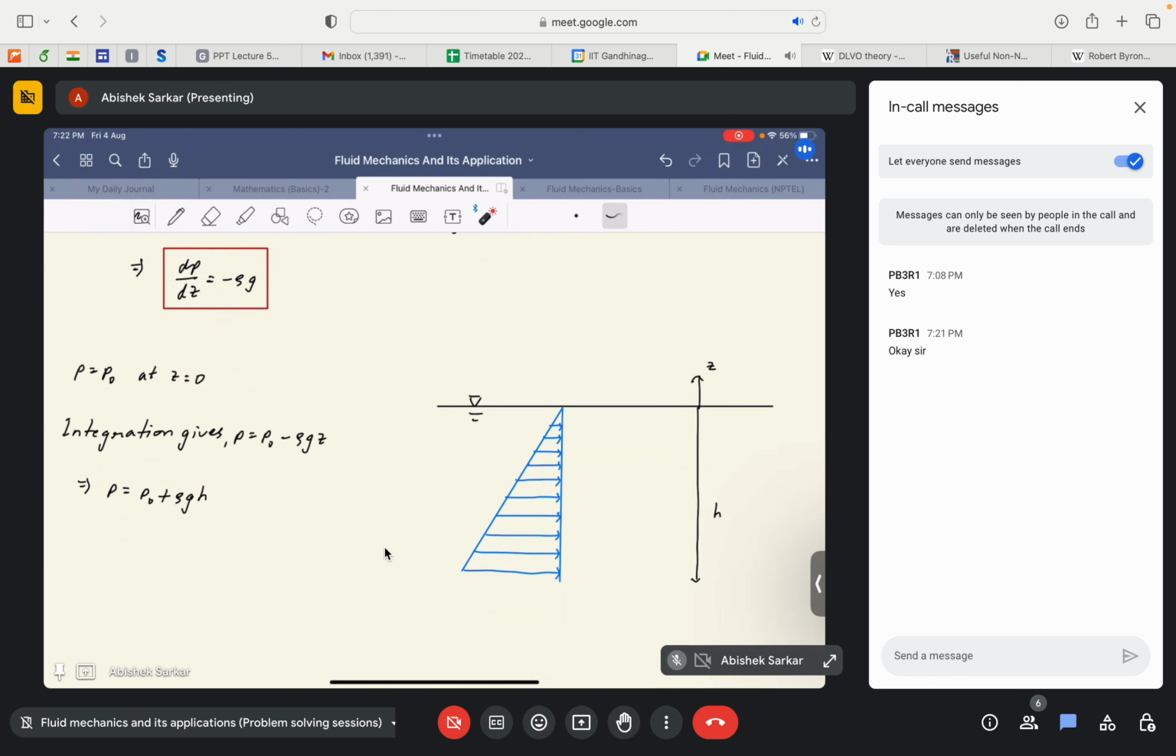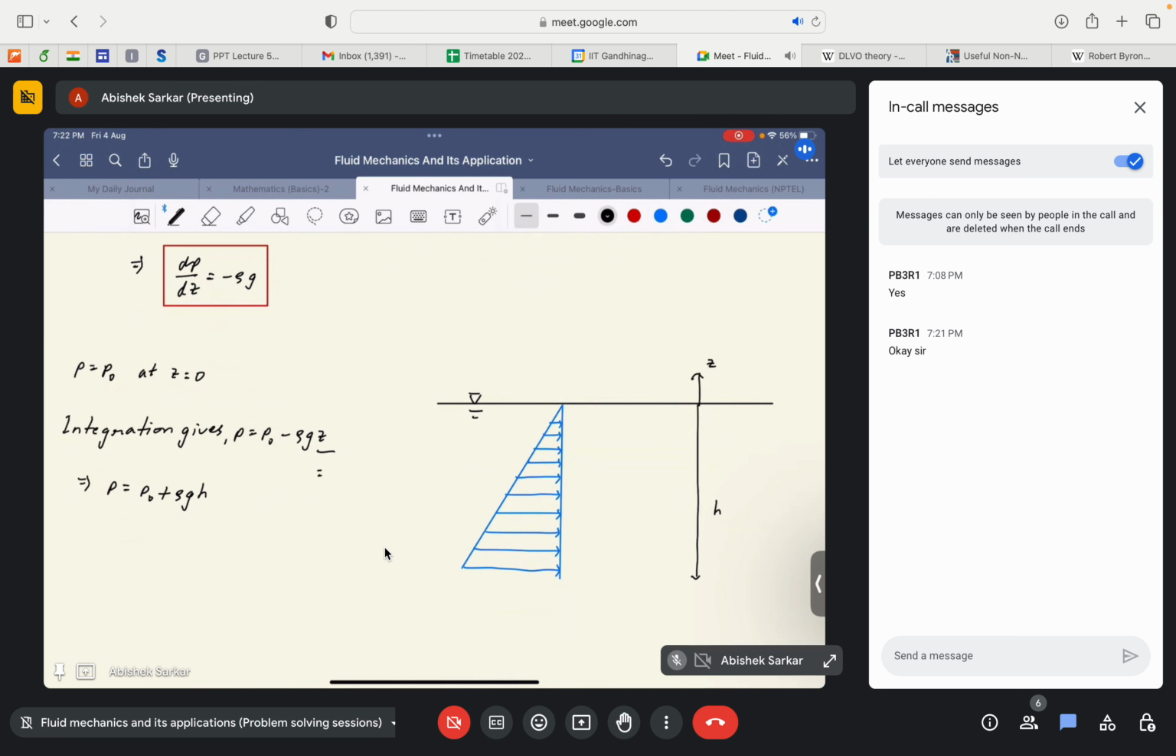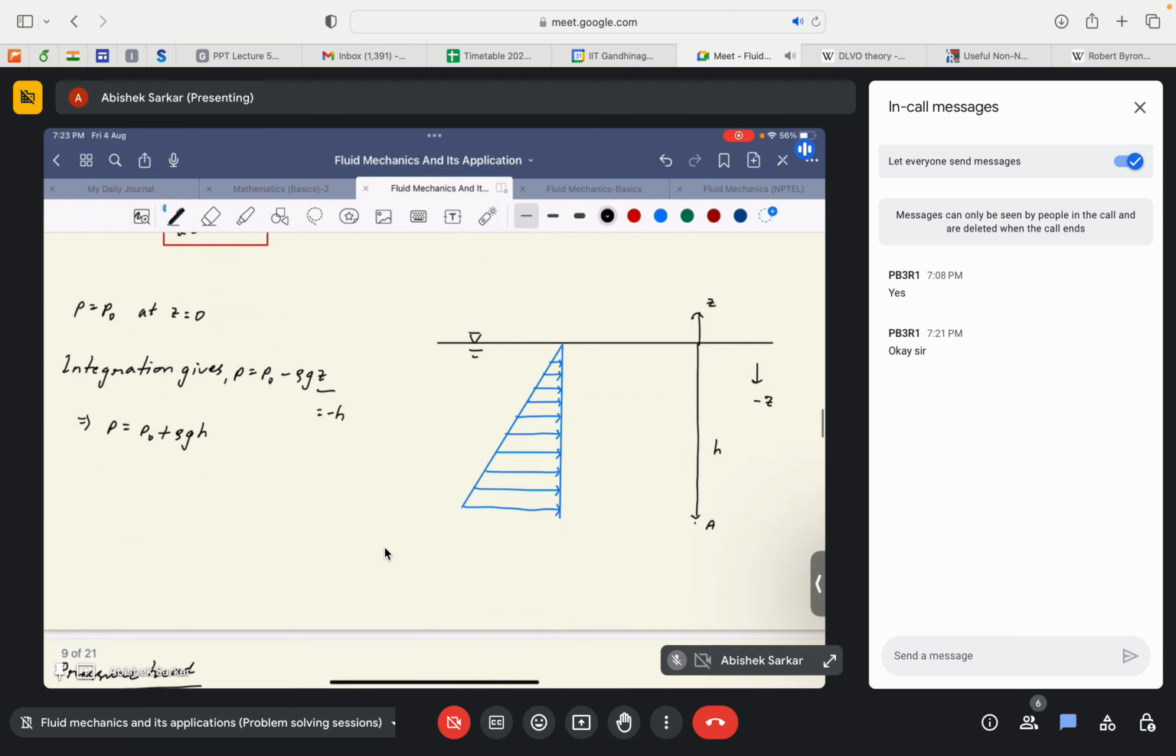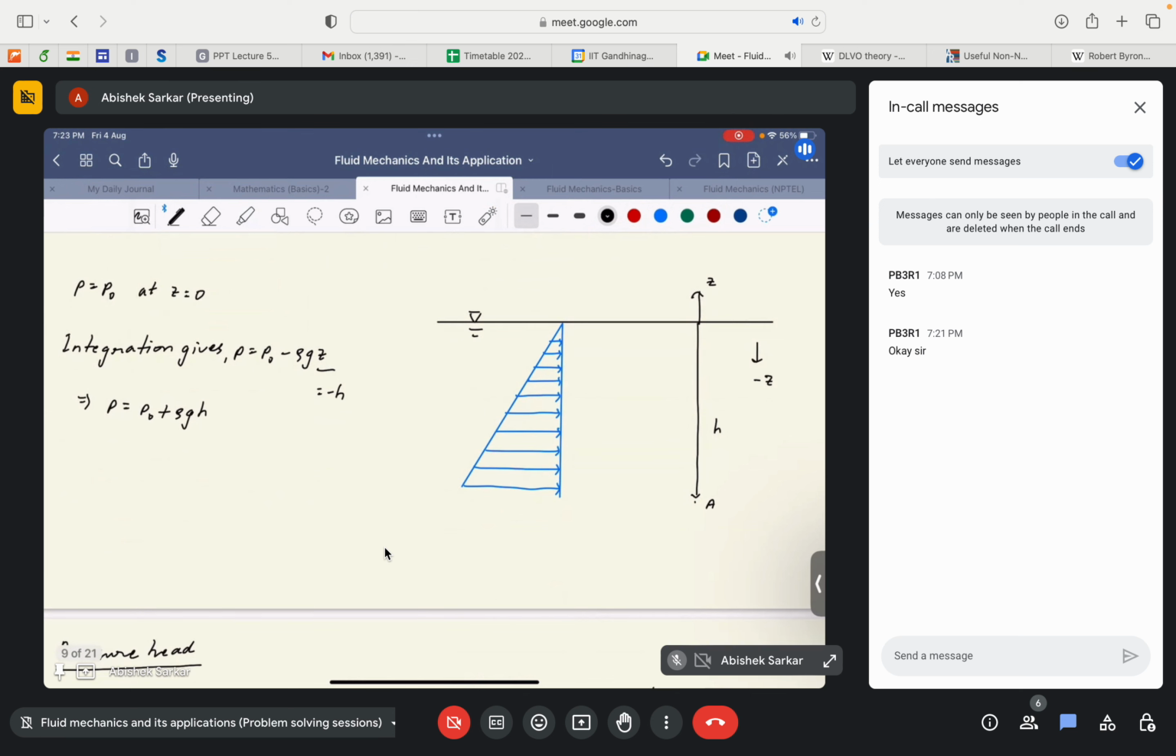Where h is taken in the negative z direction, right? That's why we substitute z is equal to minus h. Like if we want to measure pressure at a point, say A, which is at a depth of h, taking z equal to minus h, we can get that PA is equal to P naught plus rho g h.